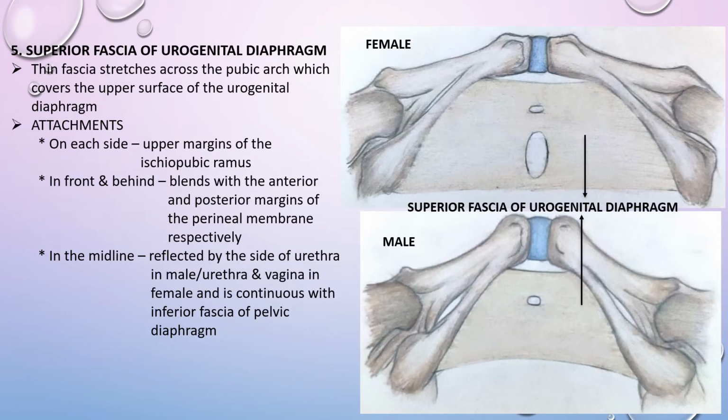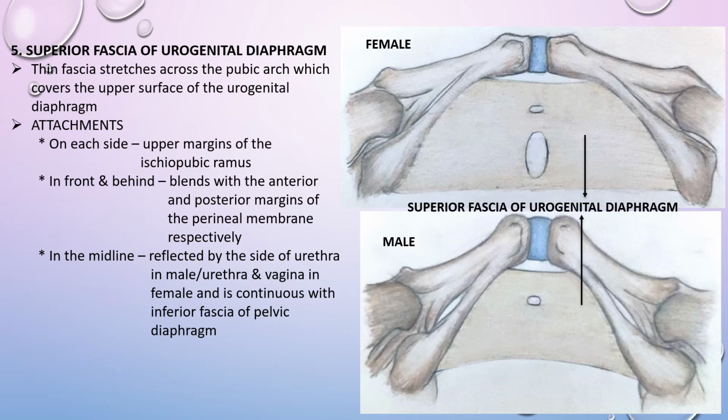Coming to the last layer of the urogenital triangle, that is the superior fascia of the urogenital diaphragm. It is a thin fascia that stretches across the pubic arch and covers the upper surface of the urogenital diaphragm. On each side it is attached to the upper margin of the ischiopubic ramus. In the diagram, you can appreciate the superior fascia of the urogenital diaphragm, both in female and male.